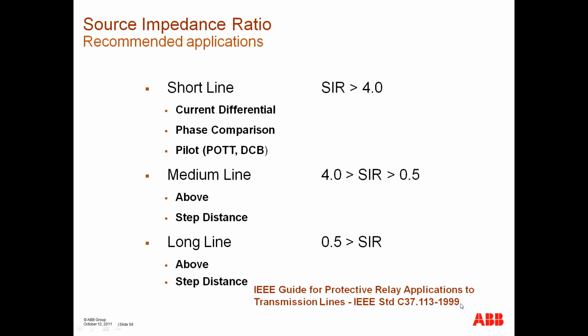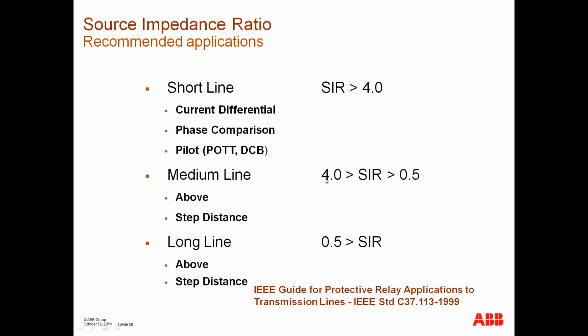The IEEE guide for protective relay applications defines what a short line is, medium line, and long line. Basically a short line is where you have SIR greater than 4. Again, this is a general term. I like to use it in reference to the impedance setting and the source impedance. You should be using current-only systems, current differential or phase comparison, or some type of pilot system.